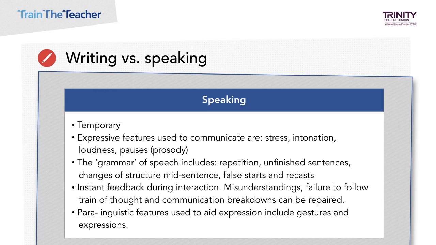When we're speaking, we get instant feedback during the interaction. This means that misunderstandings or a failure to follow a chain of thought and the regular communication breakdowns that happen can all be repaired. We often refer to this as the negotiation of meaning. And lastly, the paralinguistic features used to aid expression include facial and physical gestures and expressions, as well as body language.